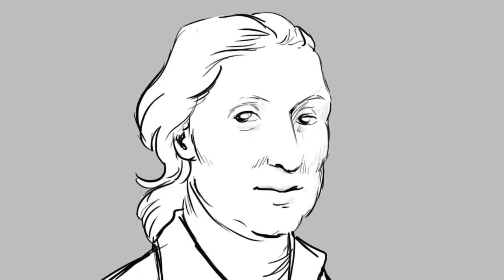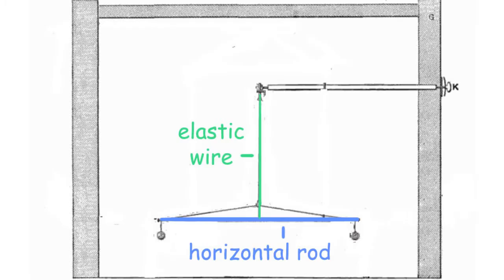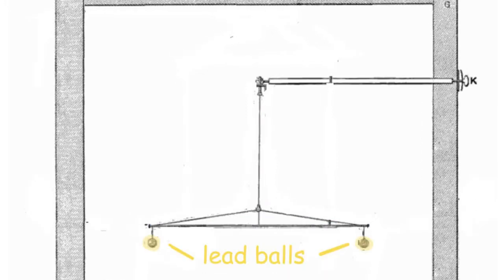Henry Cavendish measured the force of gravity between masses in a laboratory. Torsion balance was constructed on Cavendish's order. The torsion balance consists of a horizontal rod suspended from the middle by a vertical elastic wire. Two small lead balls are positioned at the ends of a horizontal wooden rod.